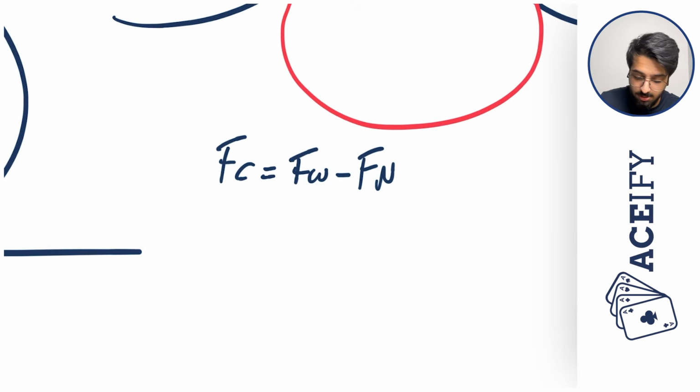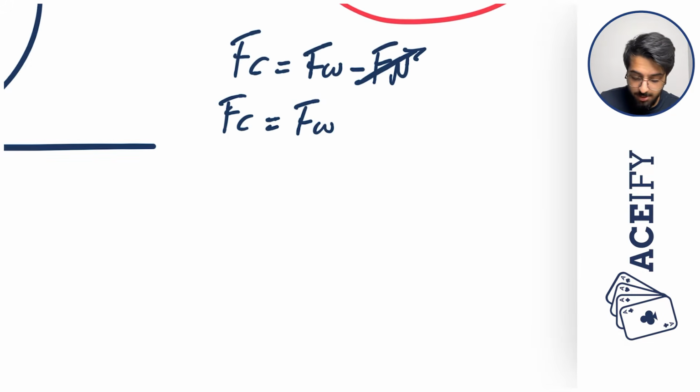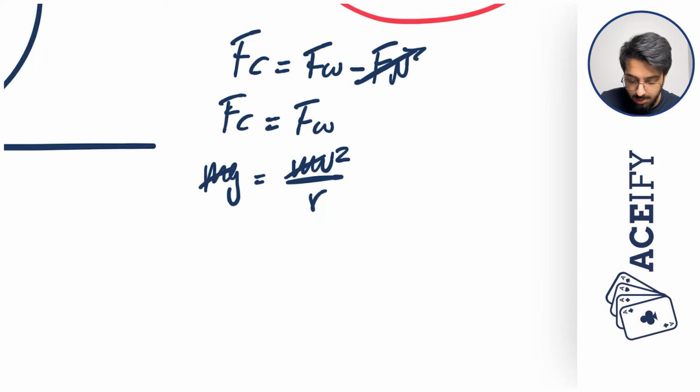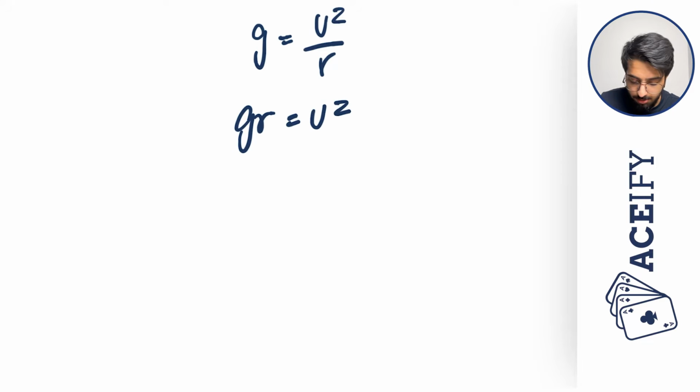So the normal force is 0 in this scenario. And so because it's 0, we can cross that out and we get Fc is equal to Fw. And then from there, it's just our simple mg is equal to mv squared over r. These m's cancel out, and we get g is equal to v squared over r. gr is equal to v squared, and therefore square root of gr is equal to v.